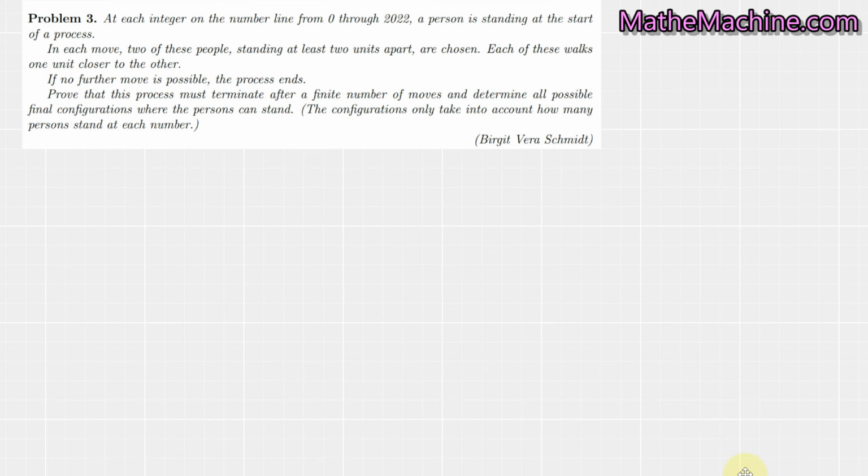Problem 3. At each integer on the number line from 0 through 2022, a person is standing at the start of a process. In each move, two of these people standing at least 2 points apart are chosen. Each of these walks 1 unit closer to the other. If no further move is possible, the process ends.